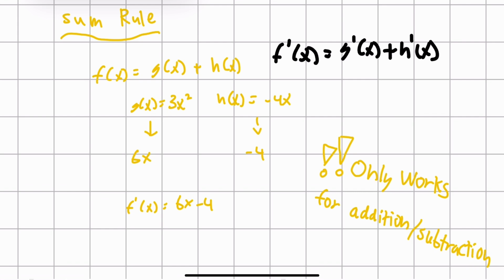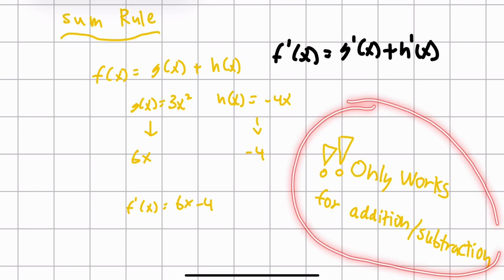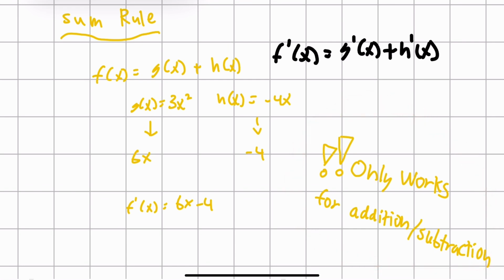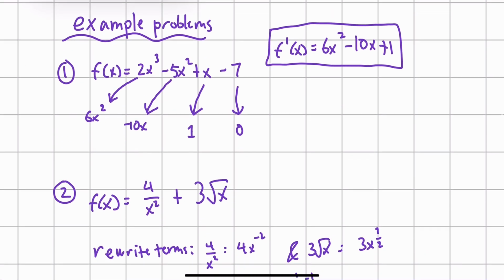H of x, it's simple. There's only one variable, so we can just say that's negative 4. And a disclaimer, this only works when terms are added or subtracted from one another. Product rule and quotient rule are separate rules. Let's do some example problems. These will incorporate all three rules.